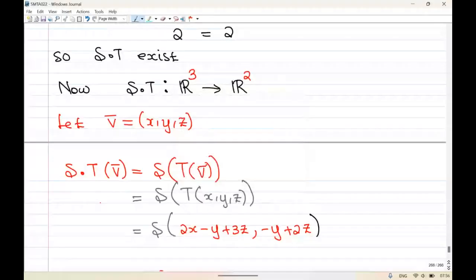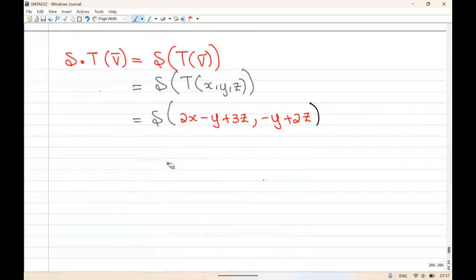No one will ask me where the 2x minus y plus 3z and minus y plus 2z come from. All of you understand where this one comes from? Yes, sir. It was defined above. Very good.